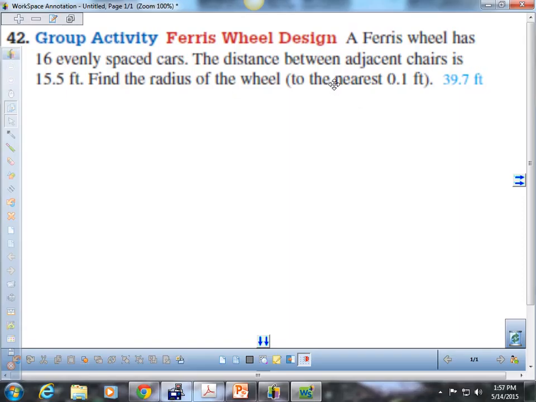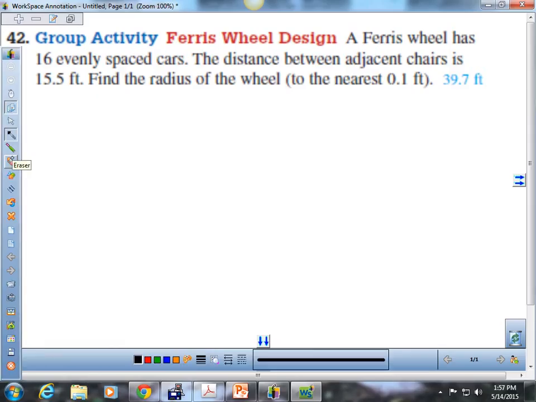Okay, so what's going on here? We have a Ferris wheel. Really don't need to see all the Ferris wheels. I just need to see 2 adjacent carts. So here's one cart. Here would be another cart. And I know that the distance between adjacent chairs, I know this distance right here to be what?